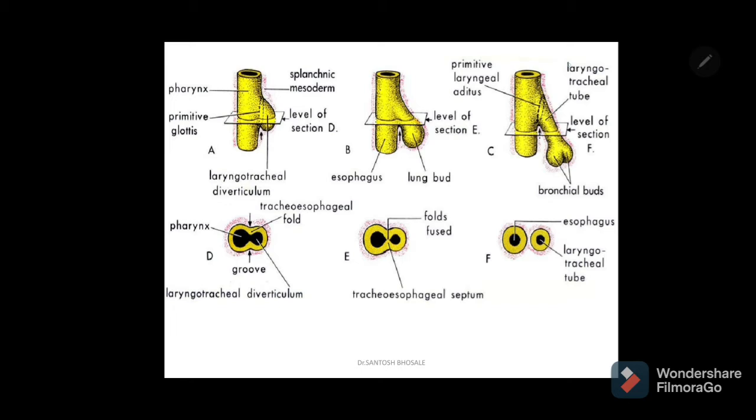So you can notice here, you can see a diverticulum coming from the ventral wall of the pharynx. You are seeing the left lateral view here. It enlarges and forms the laryngotracheal diverticulum, and you can notice there how this tracheoesophageal septum is separating these two tubes.